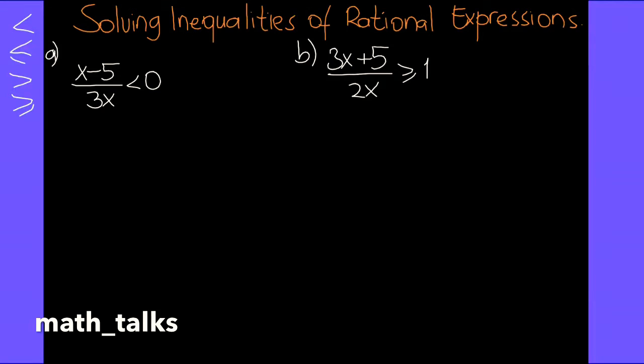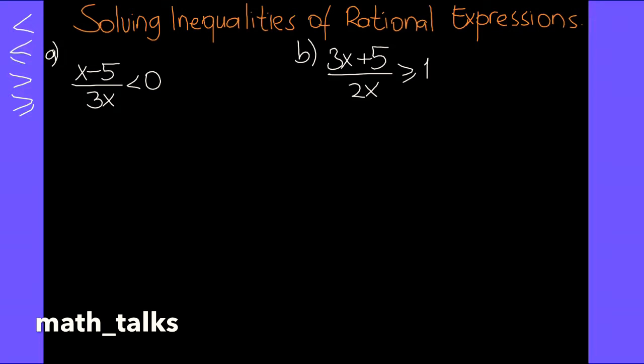Now, how can we solve for a rational expression? It's easier if, after the inequality sign, it is always 0. Look at A: we have x minus 5 over 3x smaller than 0. But how about in B? 3x plus 5 over 2x bigger than or equal to 1. That one, later, I will move to the left side. So let's solve some questions.